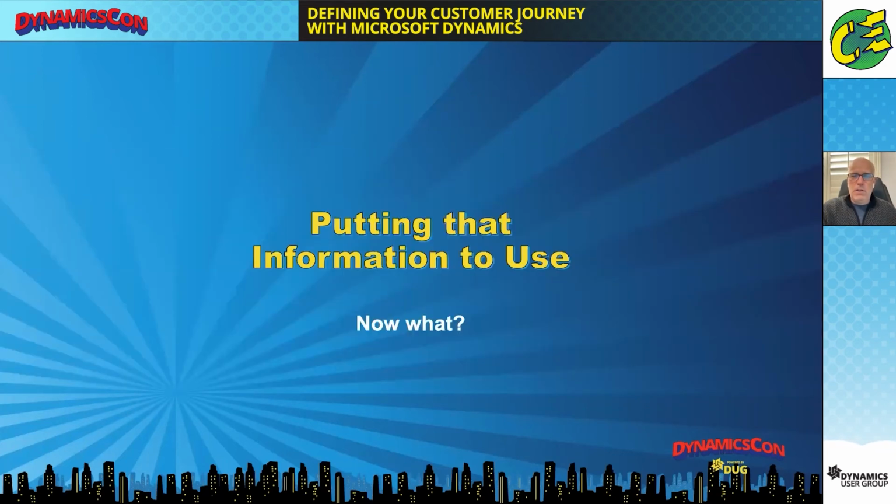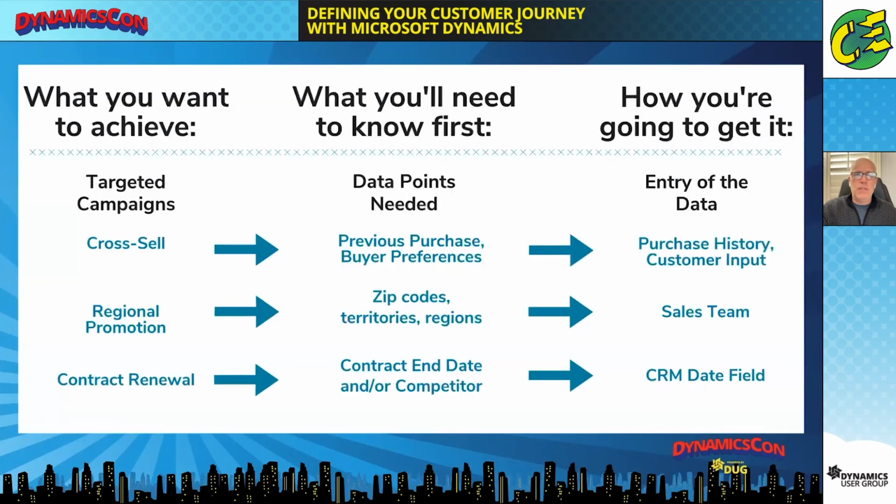So let's put all this information to use. Now what are we going to do with that? Well, let's talk about some campaigns, what you want to achieve, what you'll need to know first, and how you're going to get there. Let's talk about a cross-sell campaign. Someone has bought something that we have, and we want to sell them a related service that we suspect they might like. So you have your cross-sell campaign.